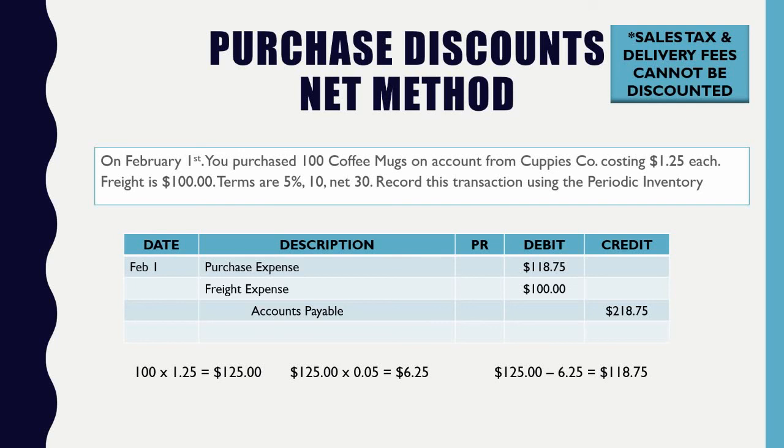So here, my discount is going to be $118.75, and that means I only owe $218.75. Because I think I'm going to be able to pay this without even talking about it. I can pay within the next day. Just an assumption, okay?